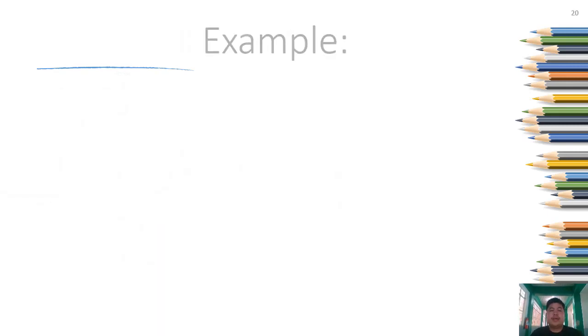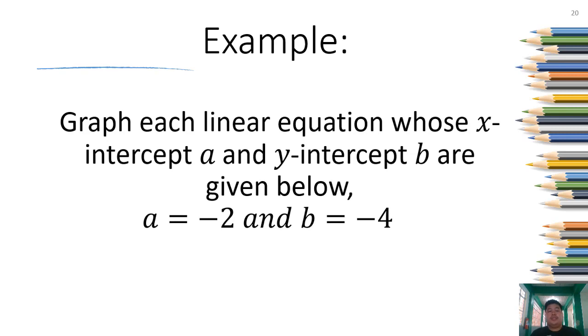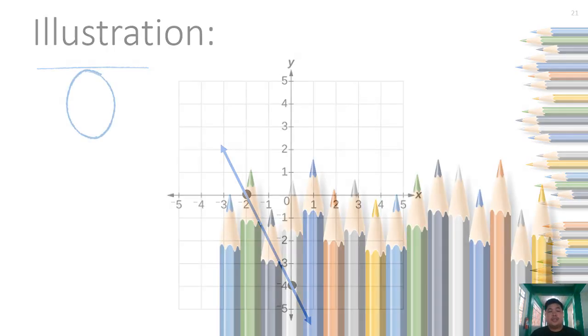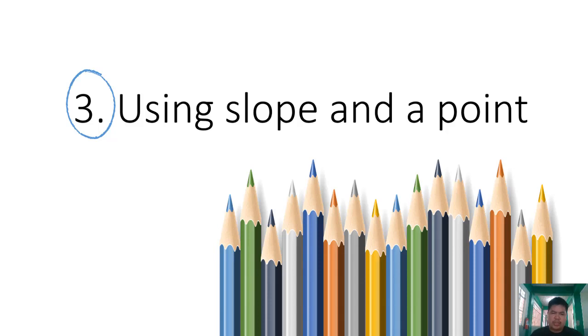Now, for the other example, we have graph each linear equation whose x-intercept A and y-intercept B are given below. A is equal to negative 2 and B is equal to negative 4. So here's our illustration. We have 0, negative 2 and 0, negative 4. It's just simple, see? Next, we are using slope and a point.